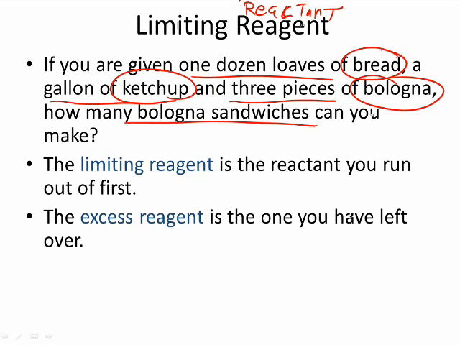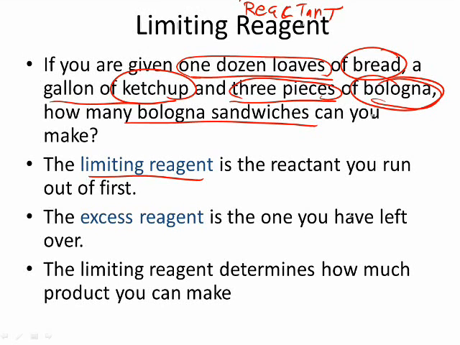So we can probably figure out that the limiting reagent here is going to be the bologna, because we only have 3 slices of it. The excess will be the 12 loaves of bread and the gallon of ketchup. And it's the limiting reagent that will determine how much product you can make.